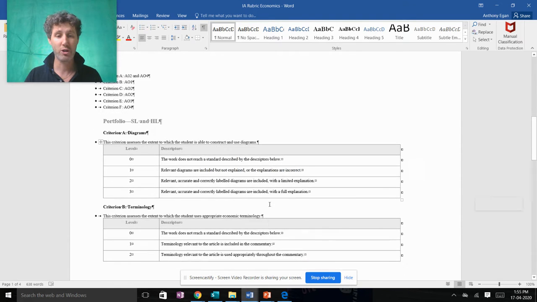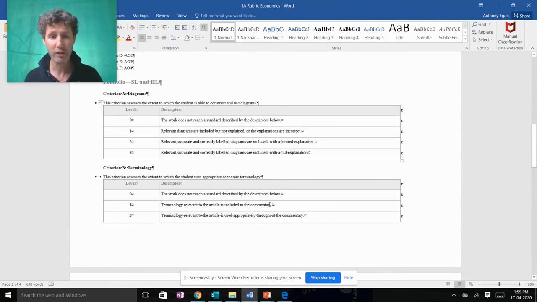But let's start with the first one, diagrams. To score well in the diagrams, the diagrams have to be accurate. That means they have to be accurately drawn. They should be accurately labeled, and they should include full explanations.